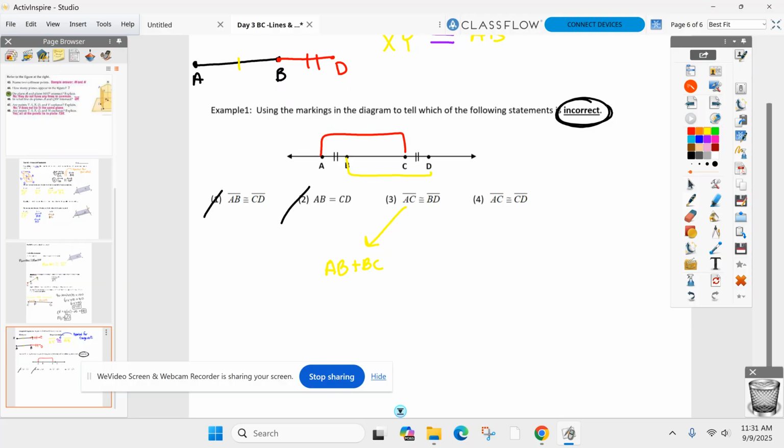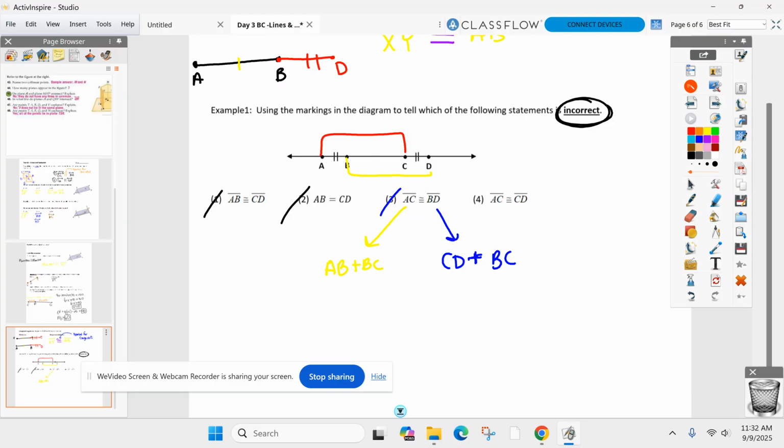All right. Go to BD for me. How do I form BD? I've got to take CD and add what to it as well? What do I have to add to CD? BC, right? What do I already know about AB and CD? They're congruent. And what am I adding to both? The same thing. So aren't the totals going to remain congruent as well? Make sense? So that's true.